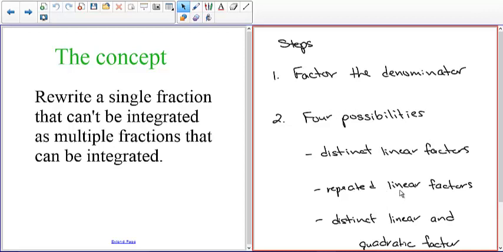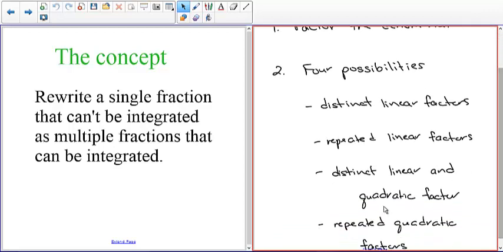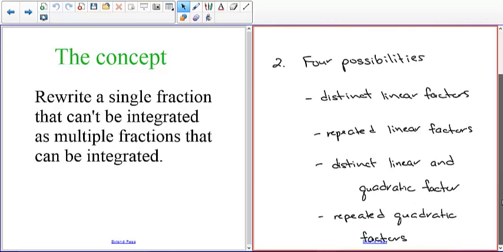The second case is if you do have repeating linear factors. The third case is if you have a linear factor and a quadratic factor that you can't factor anymore. And sometimes you can actually have repeat quadratic factors. So two quadratic factors are the same, and they both have complex roots. So we're going to look at each one of these separately. The first two have similar techniques to solve. The second two use another technique.